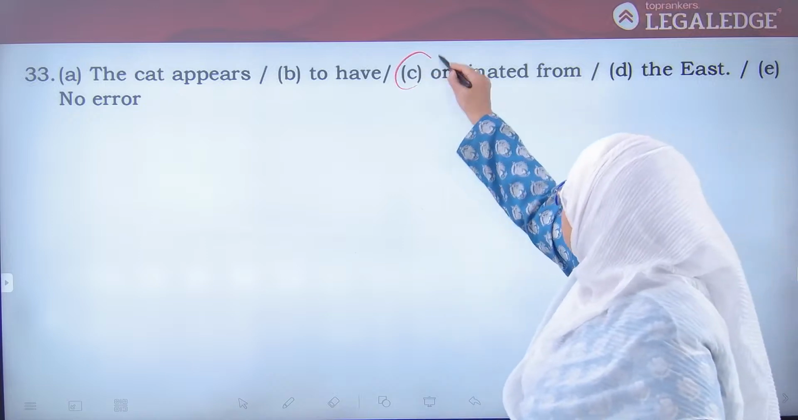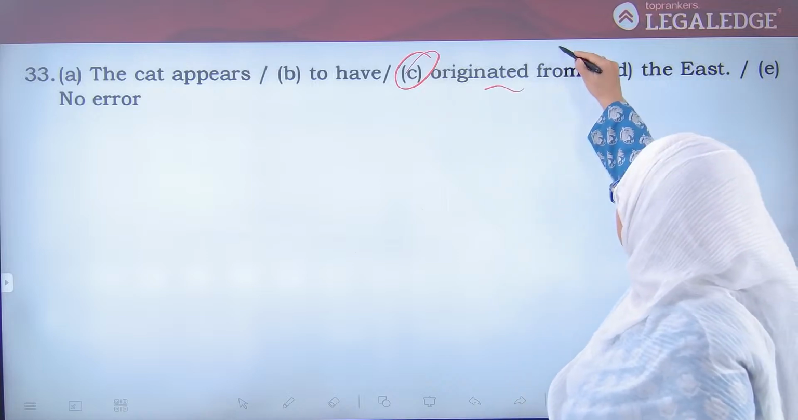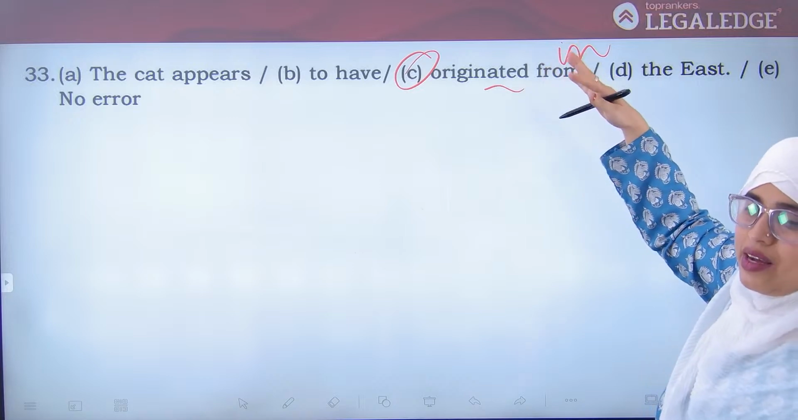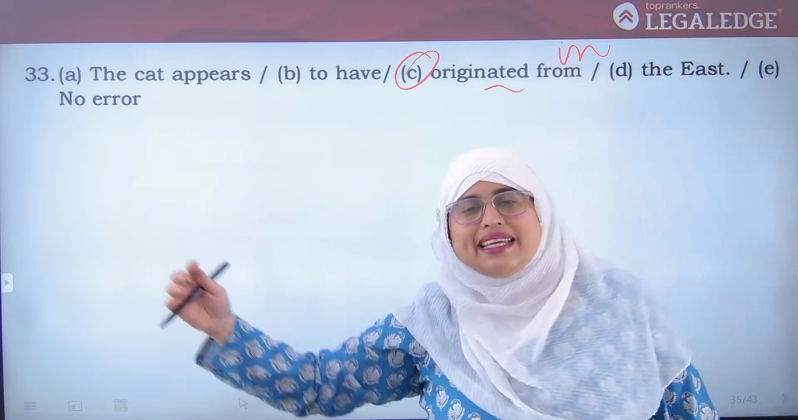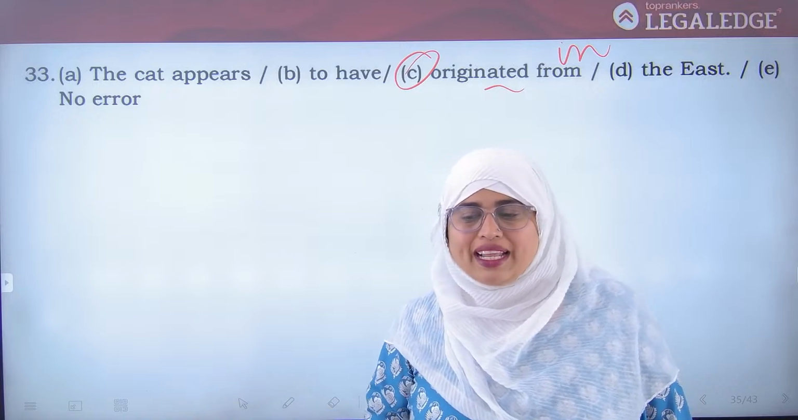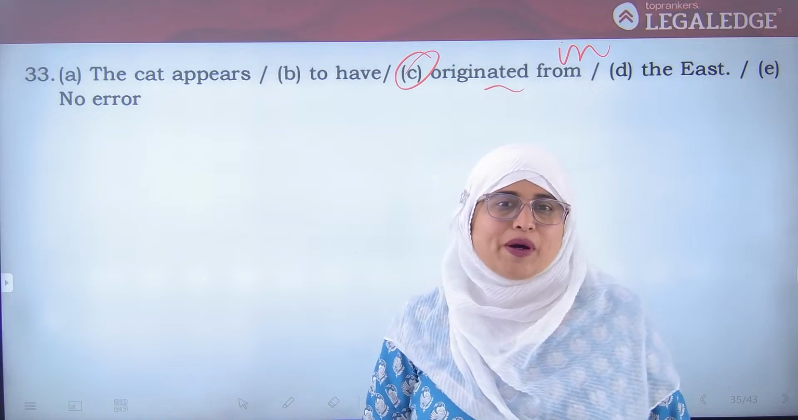Now, C is erroneous, originated in the east. Whenever we talk about direction, in the east, the sun rises in the east. Originated in the east, not from. We are not telling the source. We're talking about the direction.